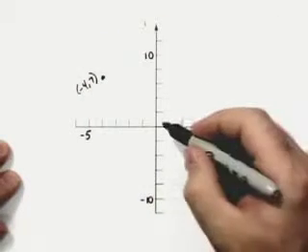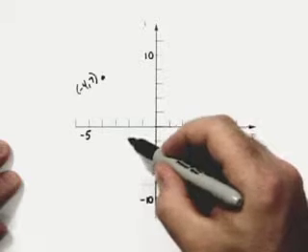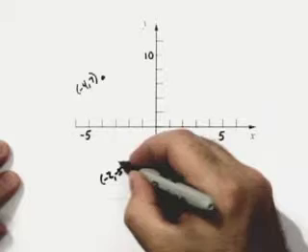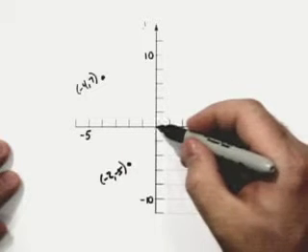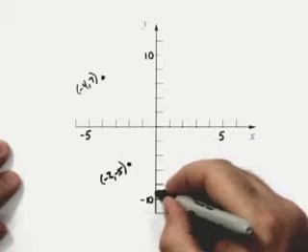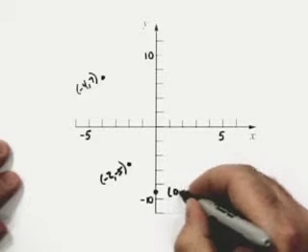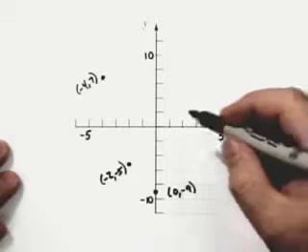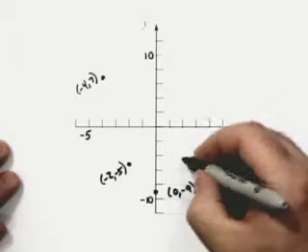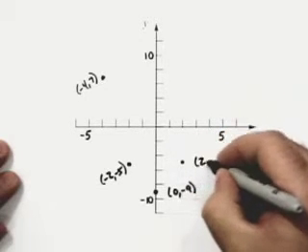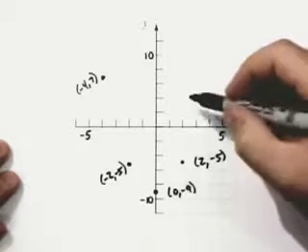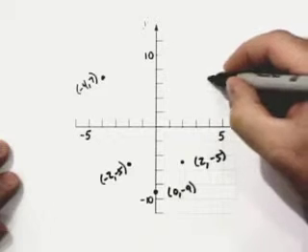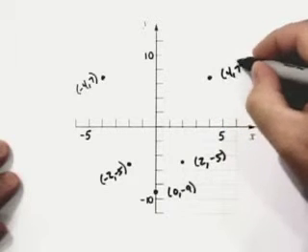Second point was negative 2, negative 5. So negative 2 down to negative 5. Our third point was 0, negative 9. So 0, negative 9. Our fourth point was 2, negative 5. So 2 down to negative 5. 2, negative 5. And then the last point was 4, 7. So go over to 4, up 7. We have the point 4, 7.